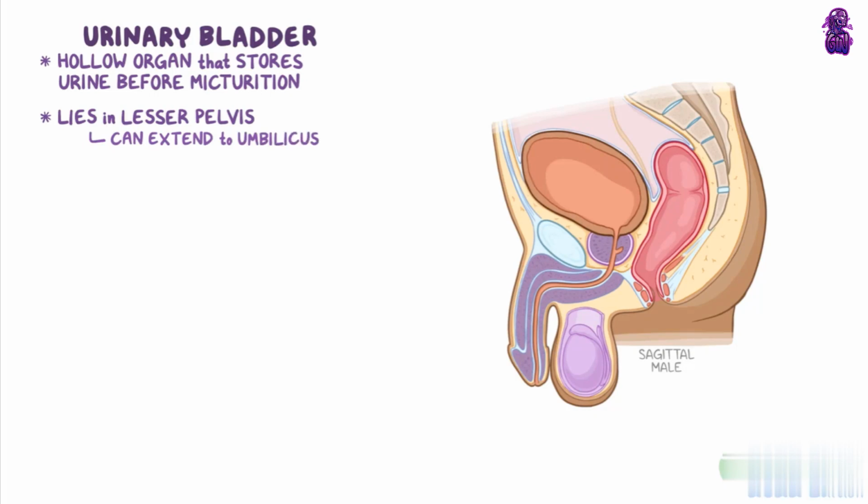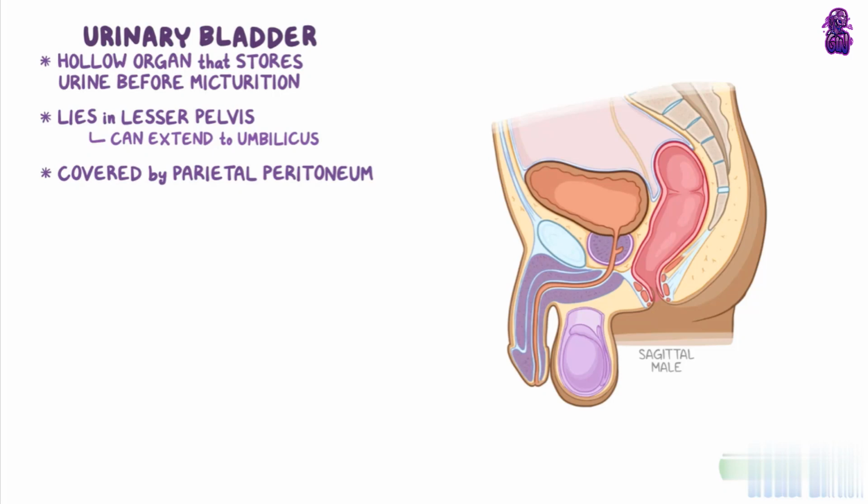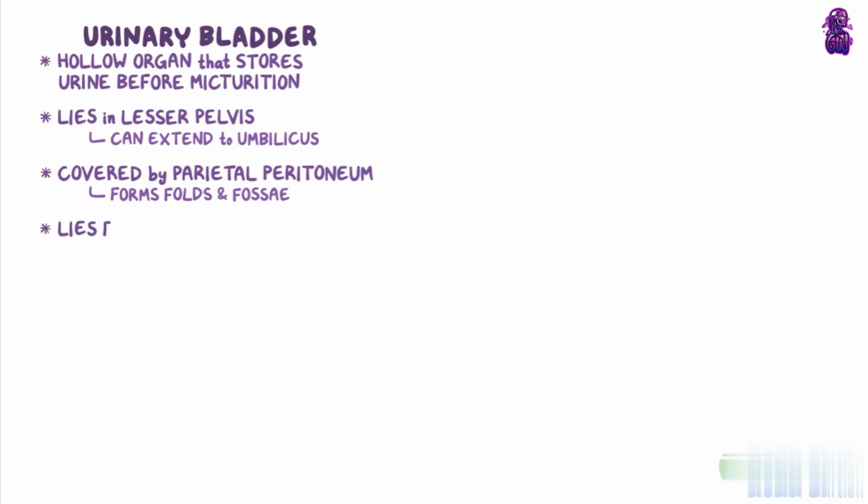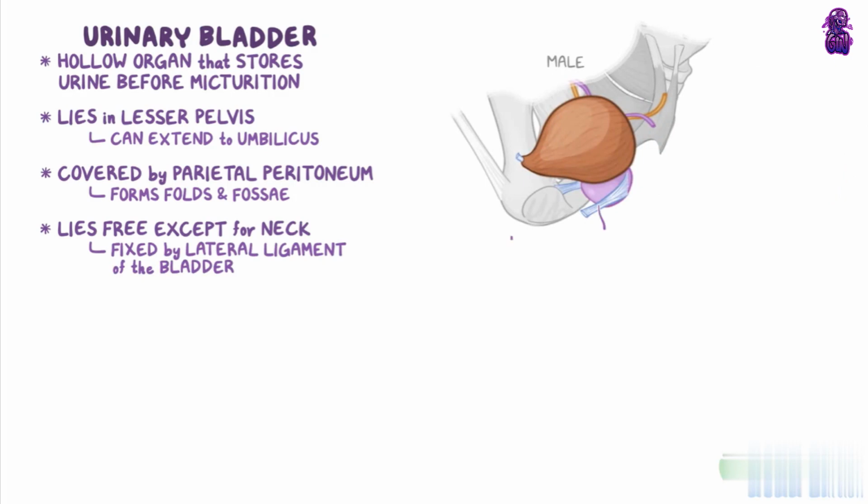The bladder and surrounding structures are covered by parietal peritoneum, which extends inferiorly from the abdominal cavity to cover the superior and lateral surfaces of the urinary bladder and pelvis, forming different folds and fossae. The bladder lies free within the lesser pelvis, except for the neck, which is fixed by the lateral ligament of the bladder, the puboprostatic ligament in males, and the pubovesical ligament in females.